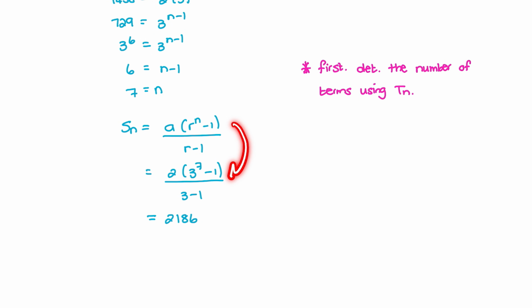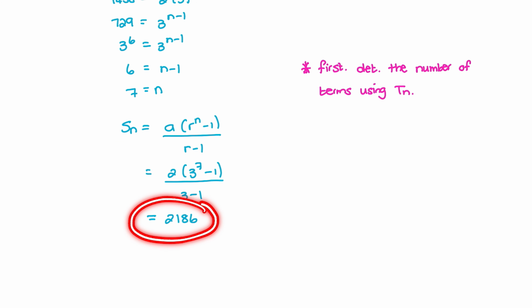So once you have substituted those values into the formula, you simply use your calculator and find the sum of terms is equal to 2,186.